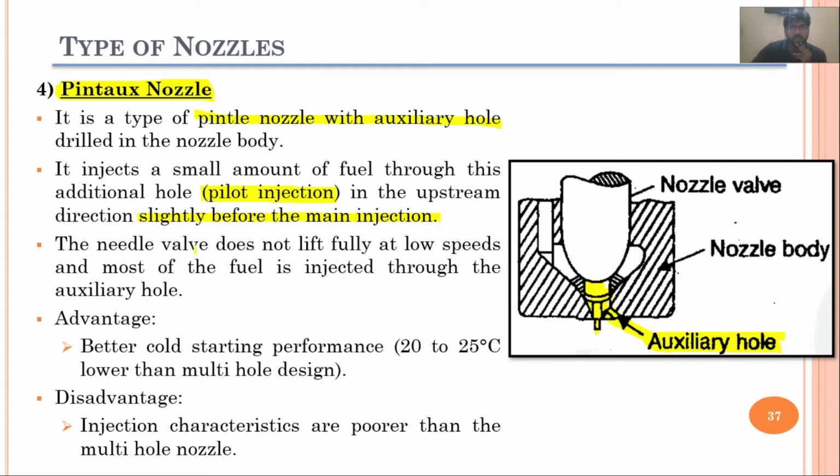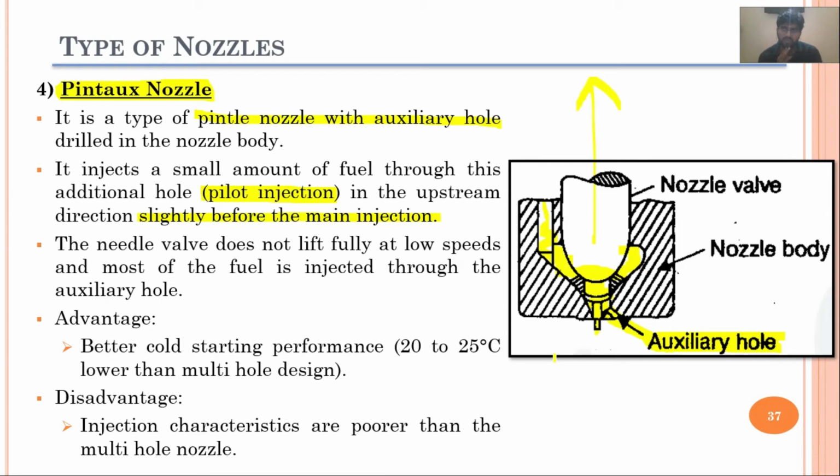So the needle valve does not lift fully at lower speed. Since we are operating at lower air speeds, our fuel pumps are not operating at the desired pressure. Therefore the fuel which is coming here for the injection would not be exerting the desired pressure, and it would not be opening this nozzle valve. So fuel would not be going into the combustion chamber. For this auxiliary hole, the opening of this nozzle valve does not matter. It will allow the fuel to go into the combustion chamber for combustion.